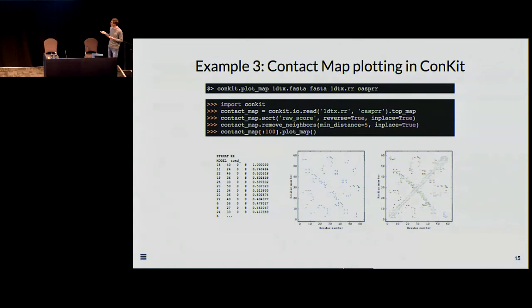And that looks something like this, where you have, again, residues on the x and the y axis, and along the diagonal you have a mirror image of the lower and upper triangle. And what you can do in ConKit is you can provide your contact prediction file, and you can visualize your contacts in this fashion.